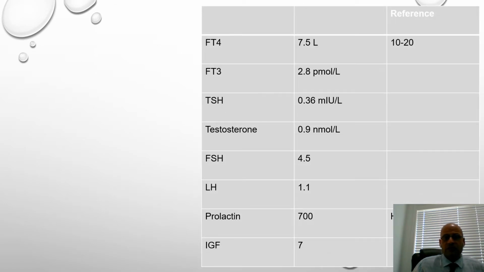And what we did is, obviously, we asked for a whole pituitary panel, which clearly showed that the TSH was inappropriately low for a low T4. He did have central hypogonadism with a low LH, well, low normal LH, and a fairly low testosterone. His prolactin was marginally elevated, and his IGF-1 is again low.